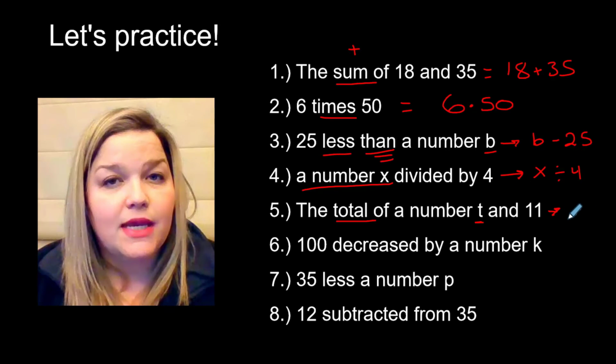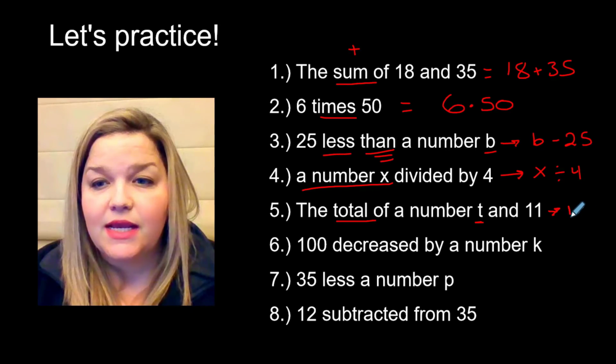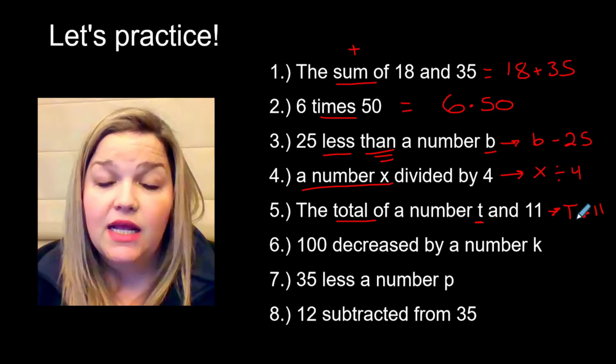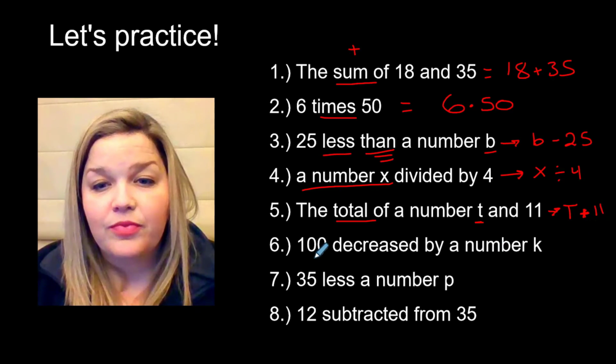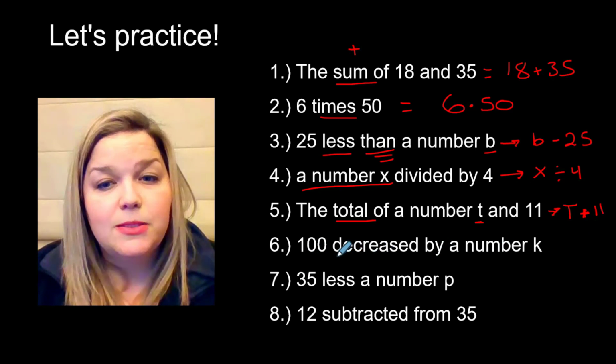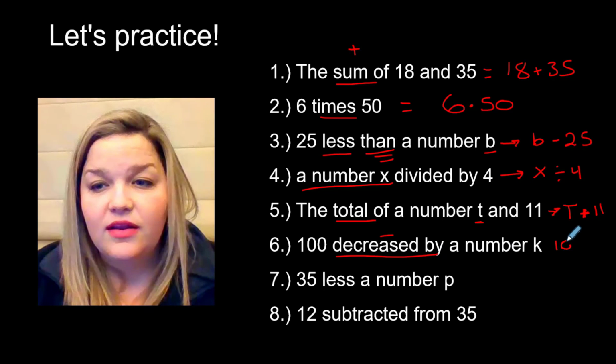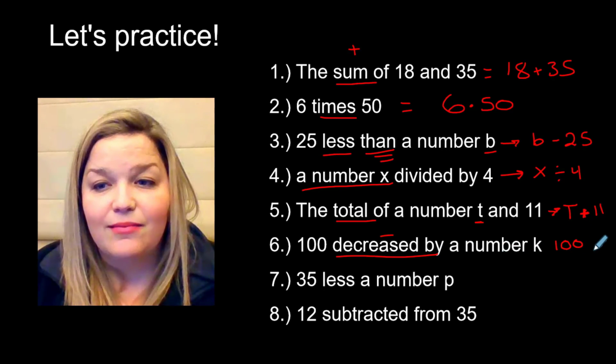The total of a number t and 11. So I know total indicates addition. So I will say t plus 11. Notice that when I wrote my variable t, I made it capital, because if you make a lowercase t in algebra, that can look like your addition sign. So just be careful with that. 100 decreased by a number k. Decreased indicates subtraction. So 100 minus k.